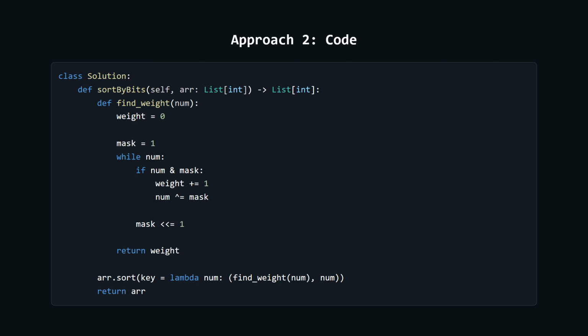And here is the full code for the mask approach. We define a helper function called findWeight. It starts the weight at 0 and the mask at 1. Inside the while loop, it does exactly what we just talked about, checking the bit, incrementing the weight if it's there, erasing it, and shifting the mask. Finally, we use this new helper function in our custom sort key, right alongside the number itself for the tiebreaker.